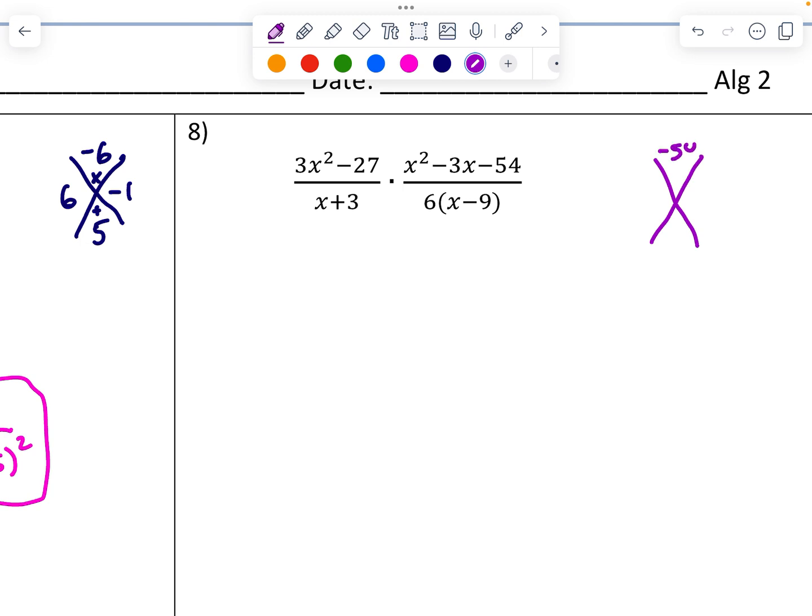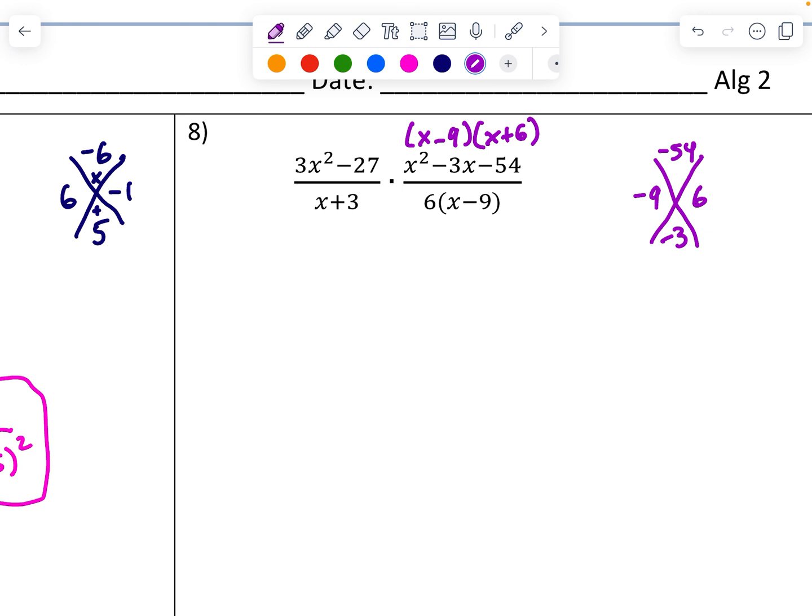So I've got a negative 54 and a negative 3. So 9 times negative 6 is negative 54, and negative 9 plus 6 is negative 3. So I know this one's going to turn into an x minus 9, an x plus 6.